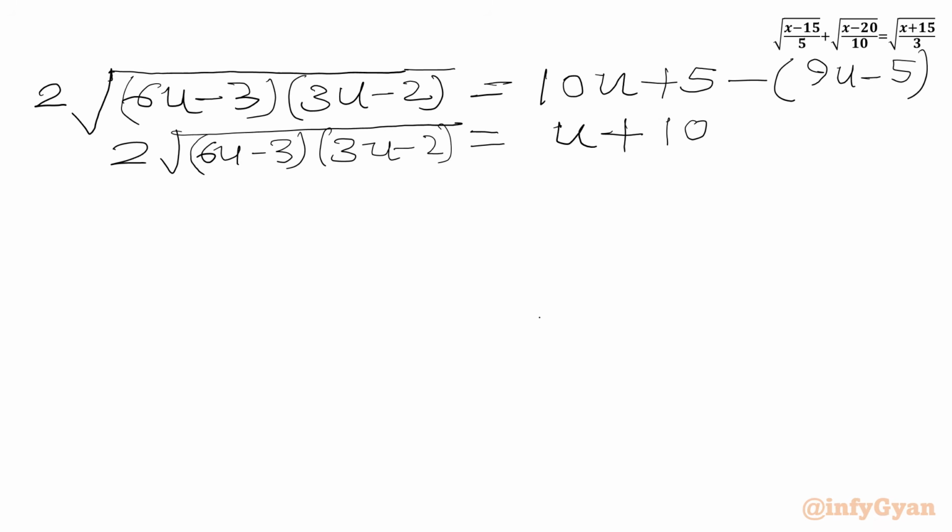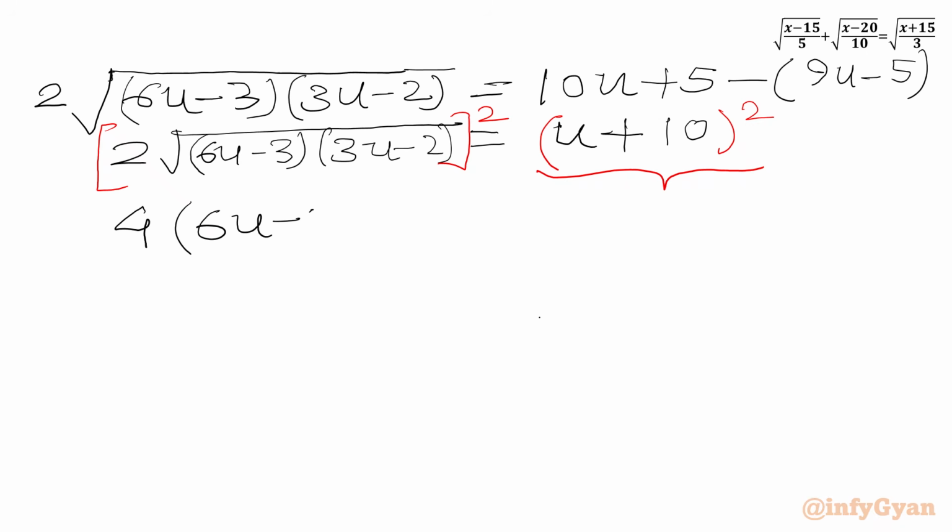Now we have one square root on the LHS, so we'll be squaring for the last time here. We'll put power 2 on the RHS also. Now we have to use the (a plus b) whole square formula on the right-hand side. And on the LHS, 2 squared will be 4 and the square root squared will be square root free. We will write 4 times (6u minus 3) times (3u minus 2) equal to u square plus 20u plus 100.